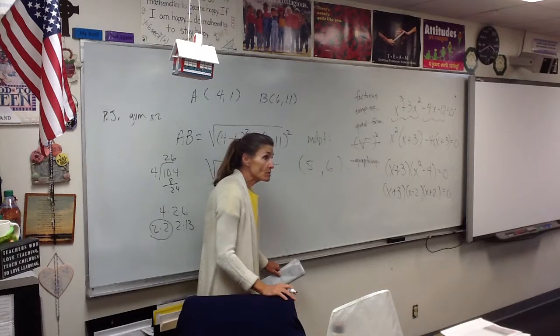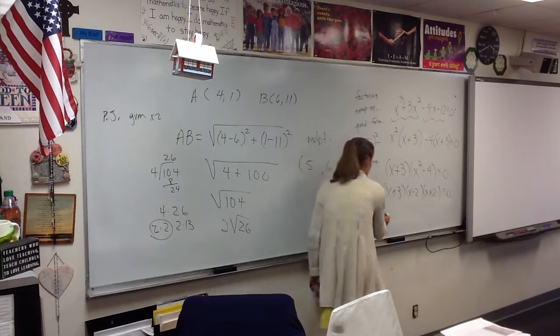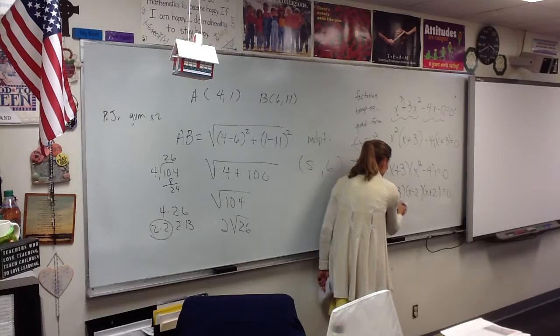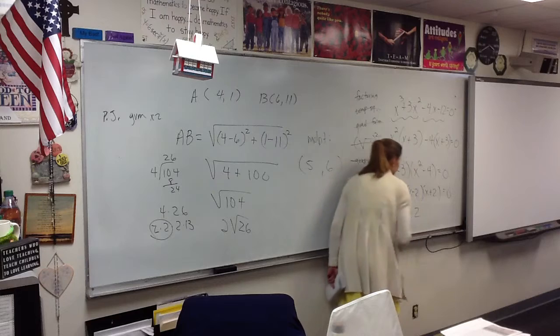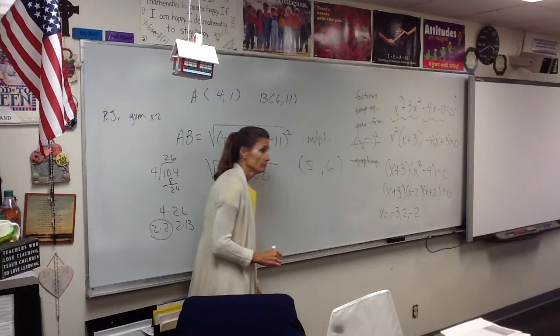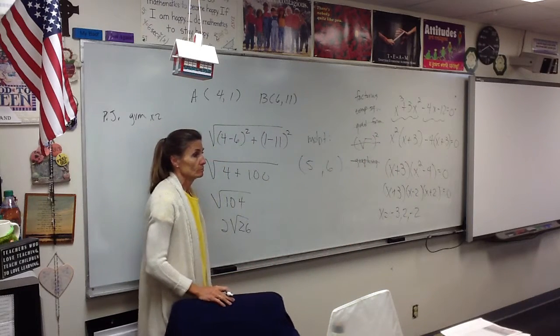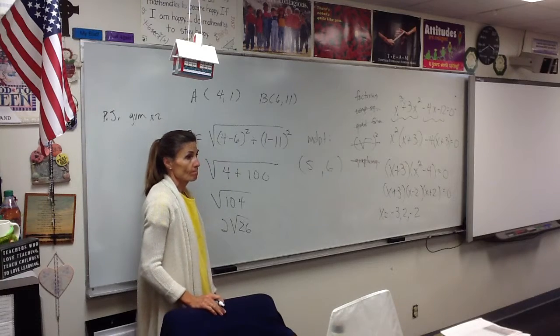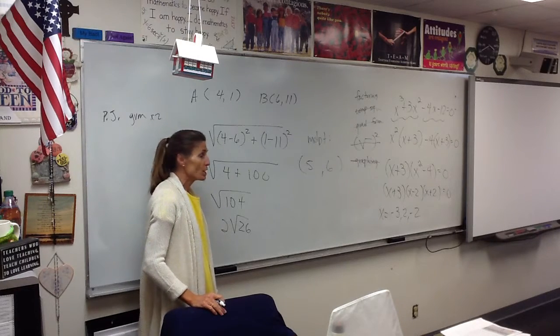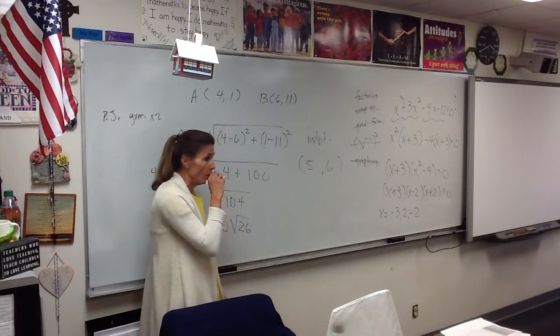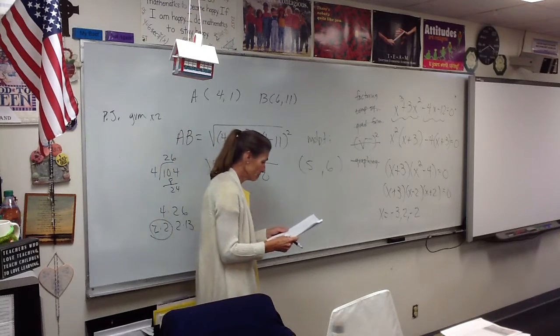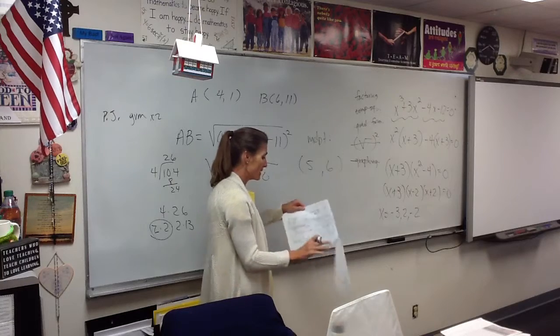Now it's factored. So what are our answers? x is going to equal negative 3, 2, and negative 2. There we go. Jake Hill, does that make sense to you? Okay. Harry. 2B.